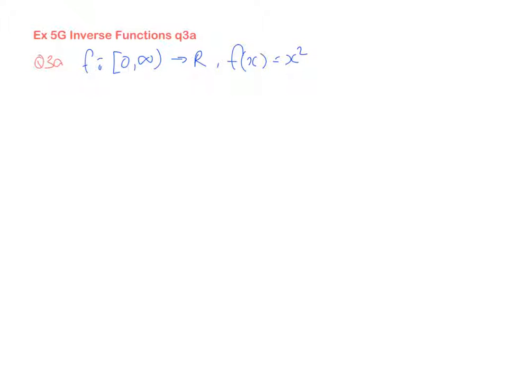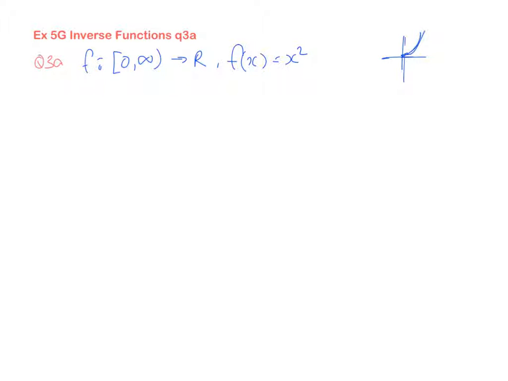Right, so we're going to look at question 3a from inverse functions. We've got our f, where we're only looking between 0 and infinity, mapping onto the real number plane, with f of x equals x squared. If you think about that, that is simply a parabola, but it's only half a parabola because of this domain here.